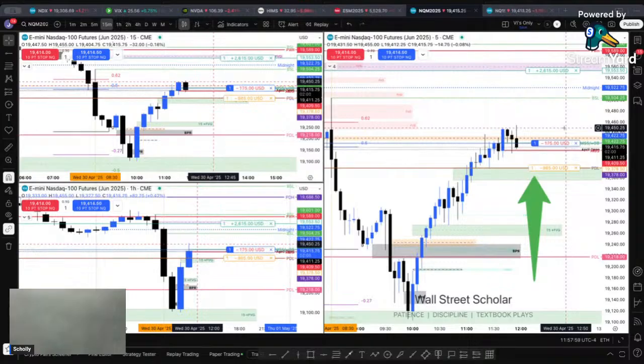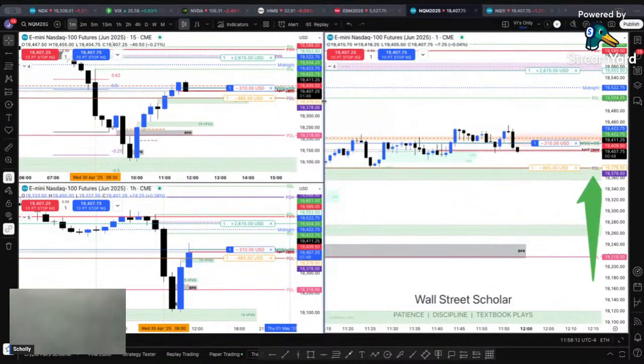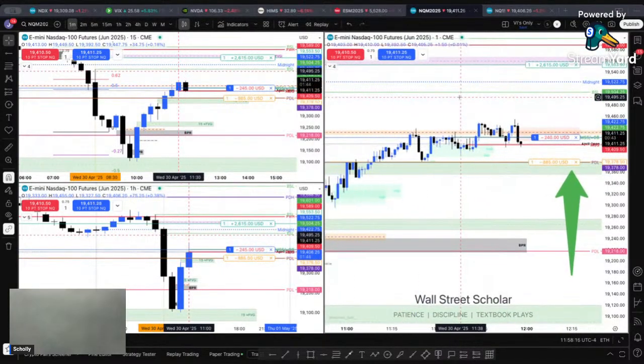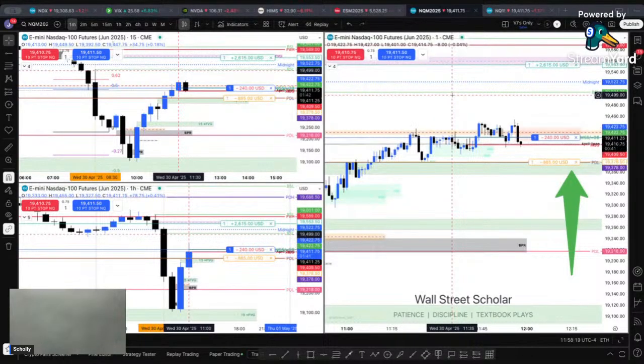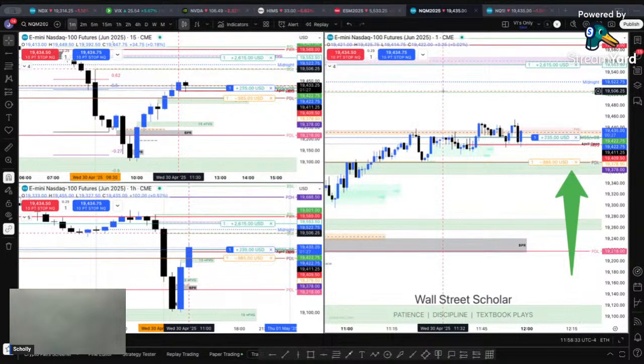Swept that high instead of shifting. We got 2 minutes left. 2 minutes to lunch. They gonna go get the target.